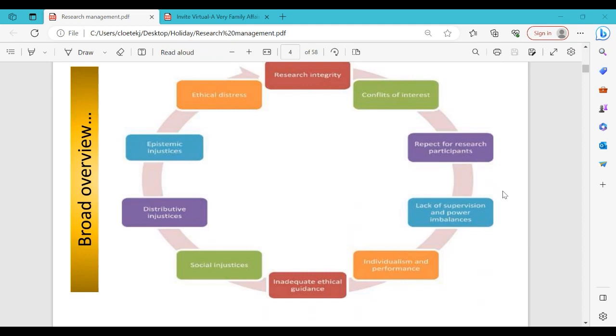So if we look at the broad overview of ethical research, it's important, like I mentioned before, to apply for your ethical clearance. Then research integrity is very, very important.